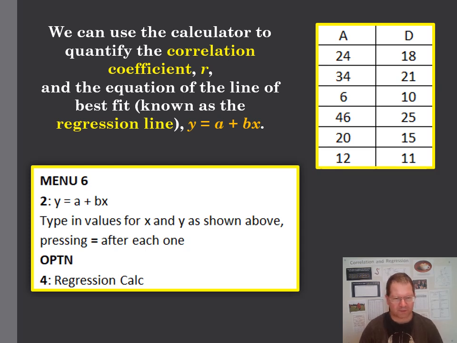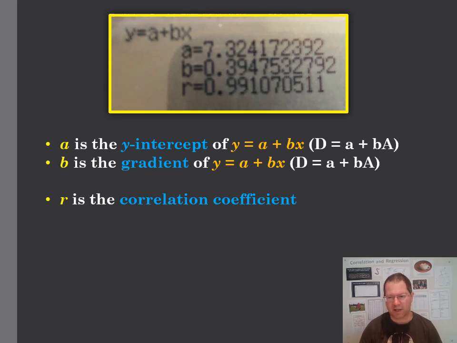To work them out, you would use menu 6 and then press button 2, which represents y equals a plus bx. You type in the values for x and y as shown above, remembering, of course, that x is your x and y is your y. You press equals after each one, then you press the option button and number 4 for the regression calculation. Here's a pretty blurry picture of what I got on my calculator. So as I say, a is the y-intercept and b is the gradient.